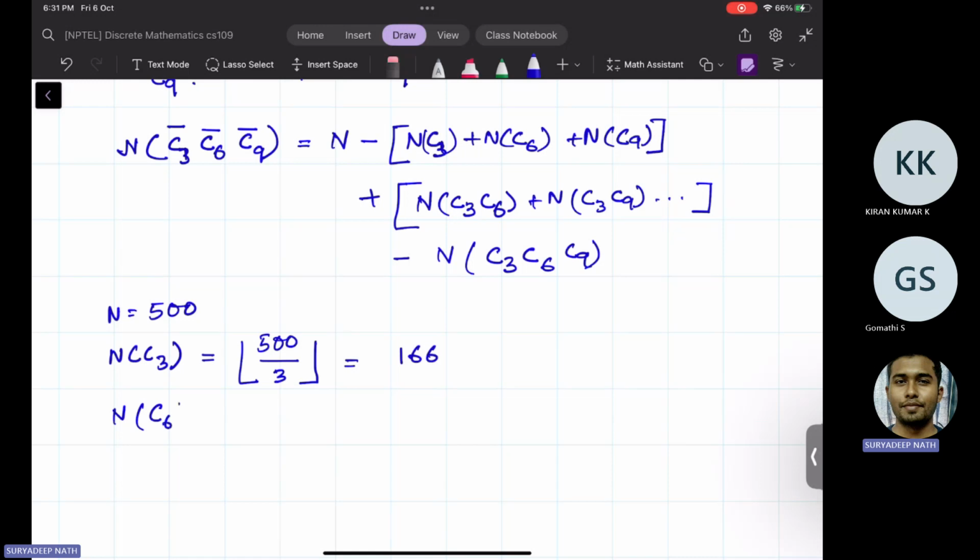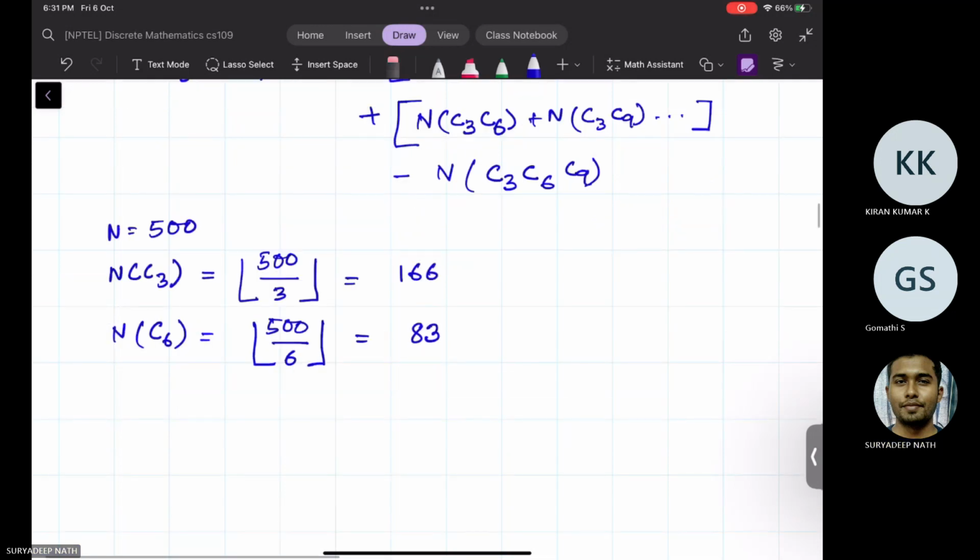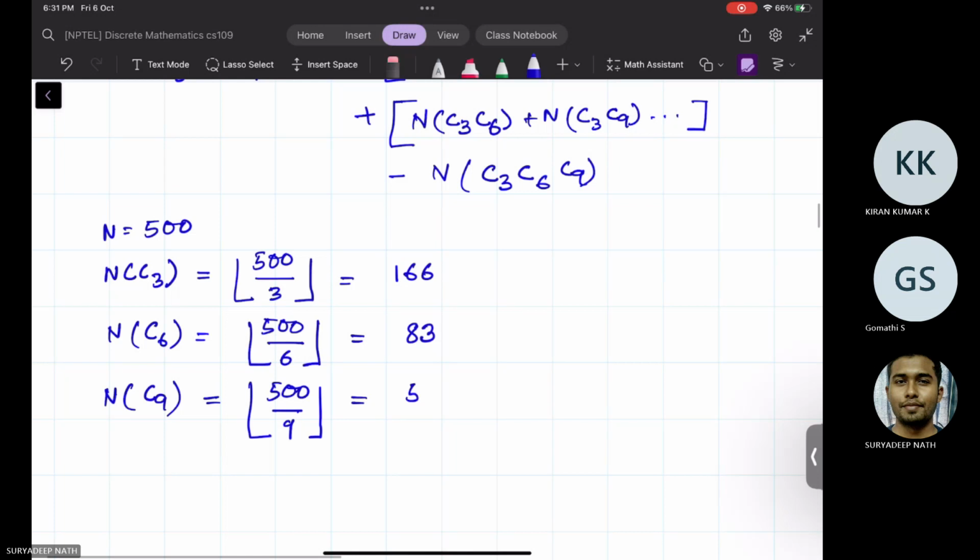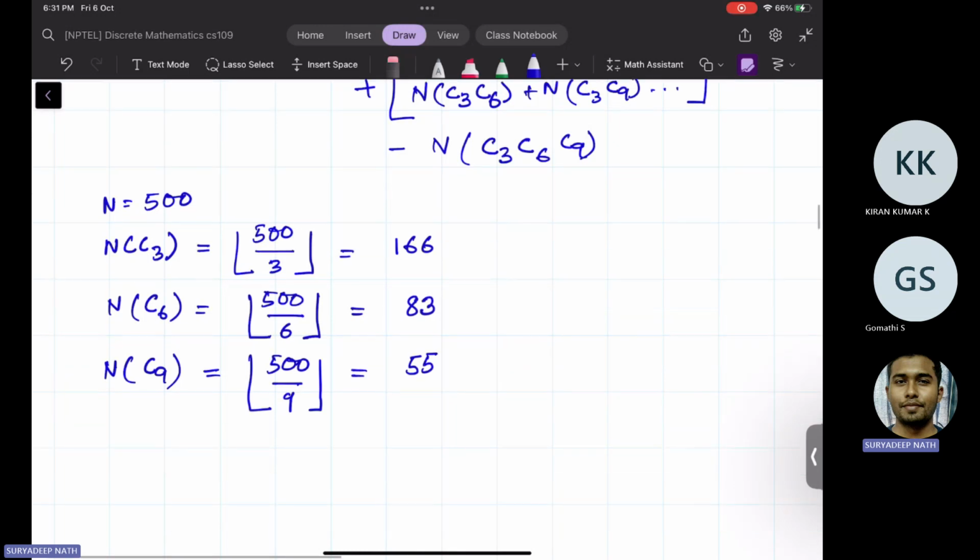So nC6 would be 500 by 6, which is 83. And nC9 would be 500 over 9, we take the floor of it, and this would be 55. Now for the two cases.